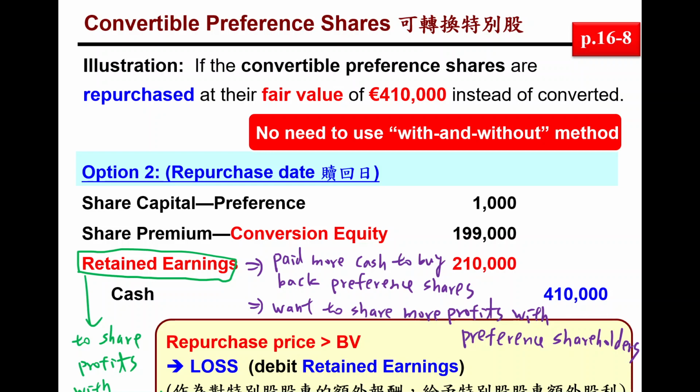Okay, because we share the profit from retained earnings. So when we use retained earnings to pay the money to shareholders, it means we share the profit with shareholders. So today we want to share more profit with preference shareholders. That's why we pay more money to buy back the right and buy back the shares. Okay, any questions? So that's the total content we have for convertibles 转换权. Next week we will talk about another case, another security. Okay. So that's it for today.